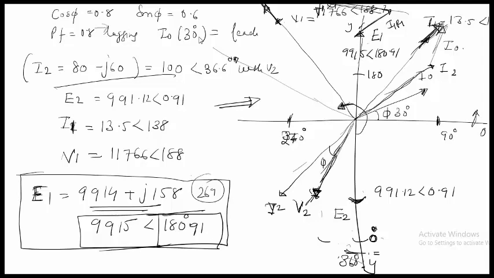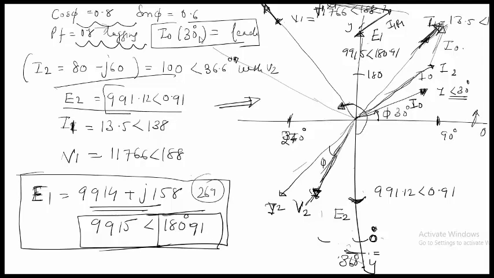So the values which I have computed: it was given that the power factor was 0.8 lagging, and the I0 was given as 30 degrees leading. So this was my I0, which I can show in the graph, having a value of 1 and a 30 degree angle. Then we found out the value of E2. The value of E2 was found out to be 991.12, at close to 0.91 degrees. So this is 0 degrees, then my 0.91 degree will be very close to the y-axis. So I have shown it on the y-axis itself as the value E2.